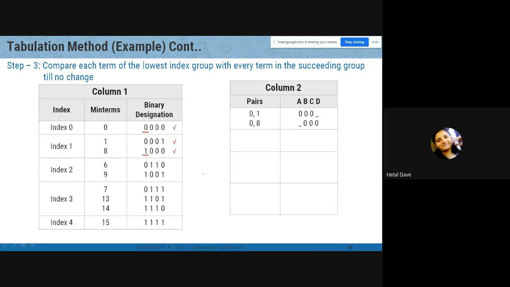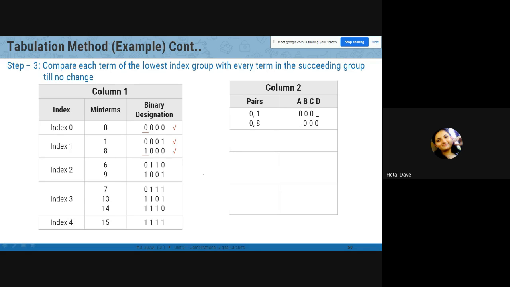Now what is the next comparison? Index 1 will be compared with index 2. 1 will be compared with 6, 1 with 9, 8 with 6, 8 with 9. Every term will be compared with every index 2 term. So first of all, 1 will be compared with 6. So 0, 1, 1, 0. Can it be paired? 1, 6.